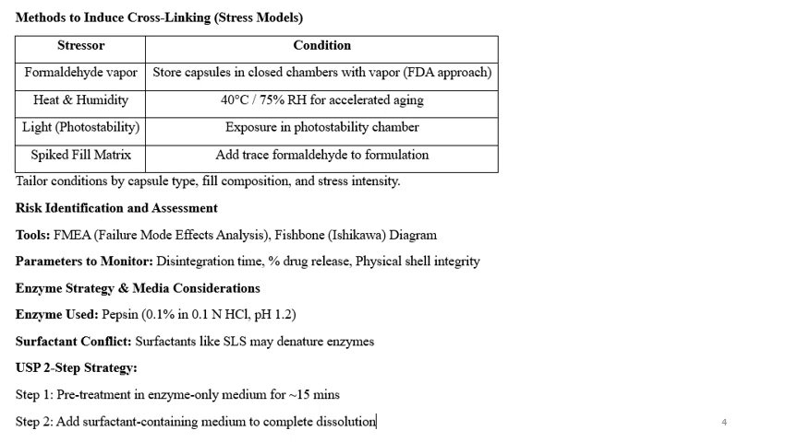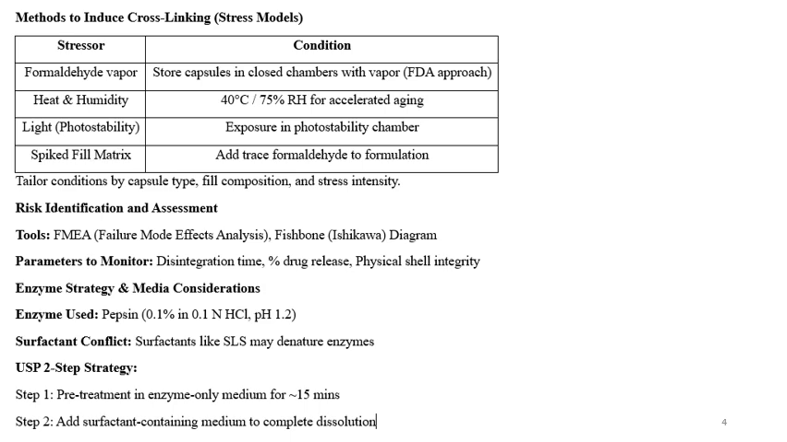Now see the methods to induce the cross-linking. How can you induce the cross-linking? The reasons for cross-linking may be the presence of aldehyde like formaldehyde. There may be some impurities. There may be some residual impurities in the blend or in the fill material.